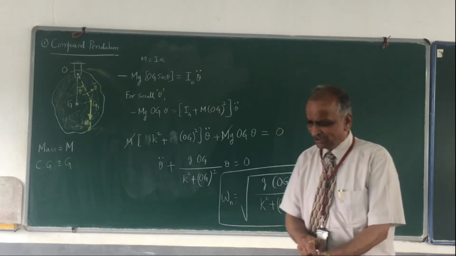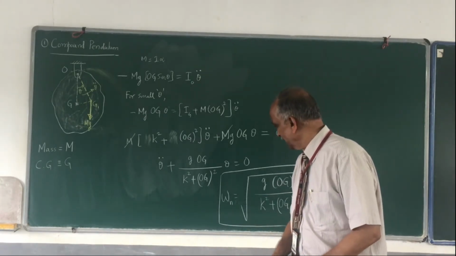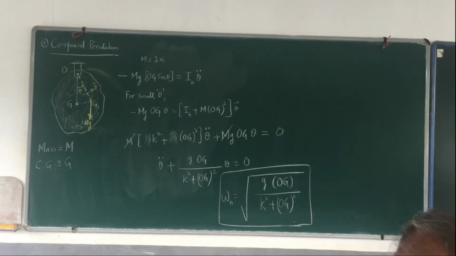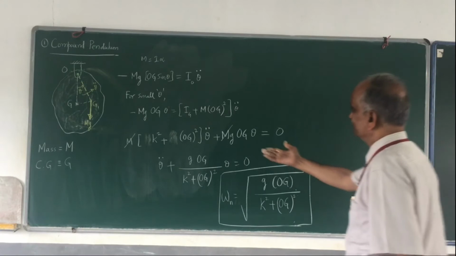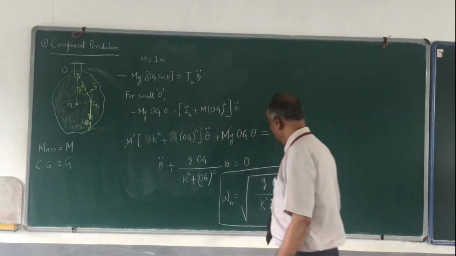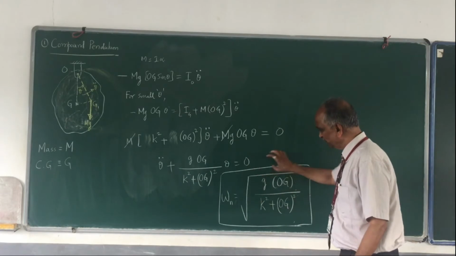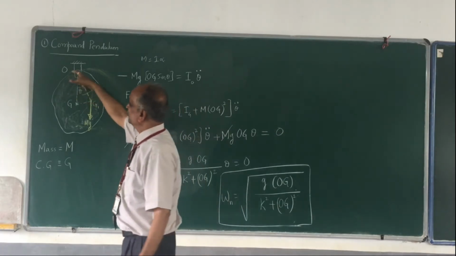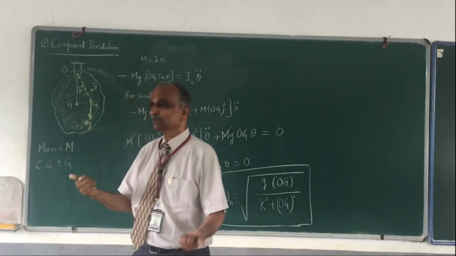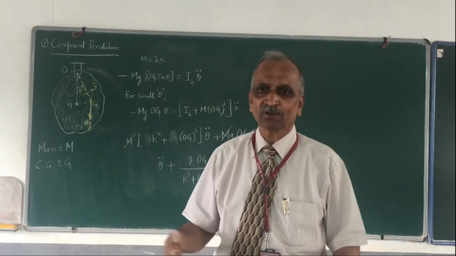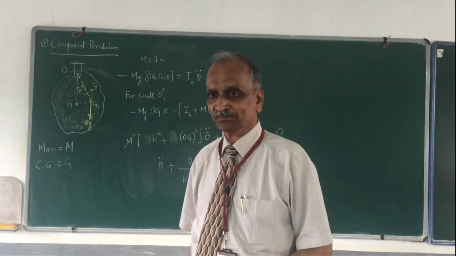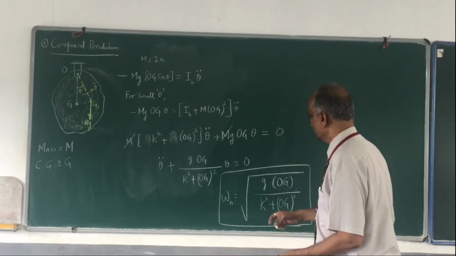Many times this expression is utilized to find out the radius of gyration, or m into k square. m into k square is I_G. So many times this information is utilized in reverse. Suppose I have an irregular shape. What is the moment of inertia? I don't have any ready-made formula to calculate that. But I can utilize this experimental result and find out omega n.